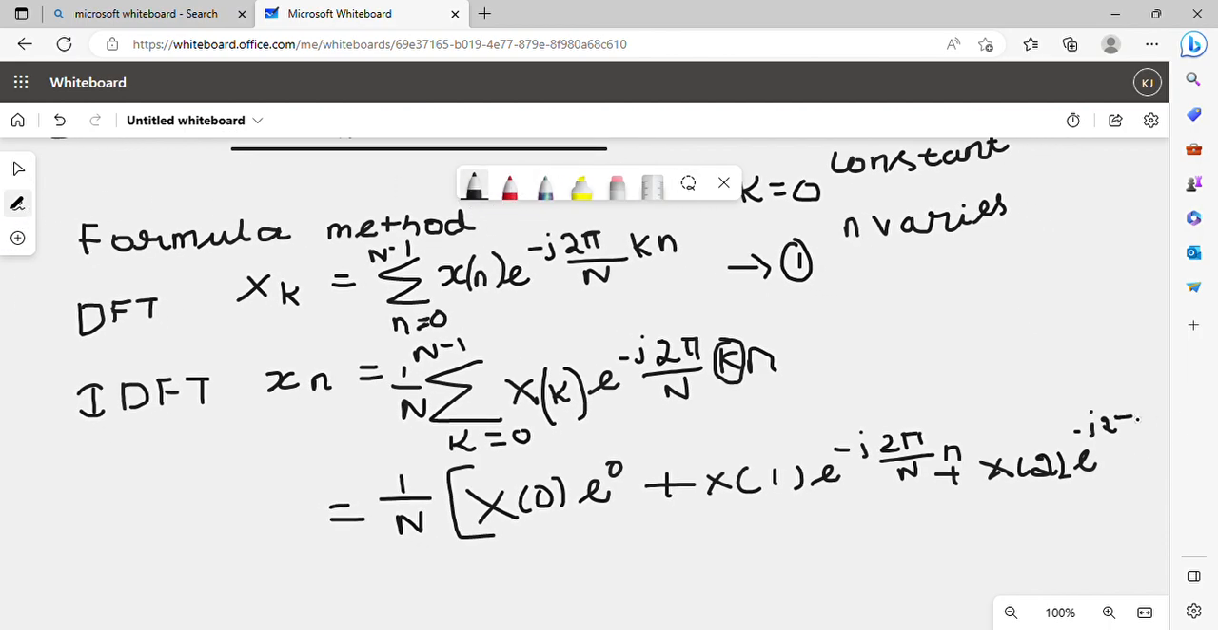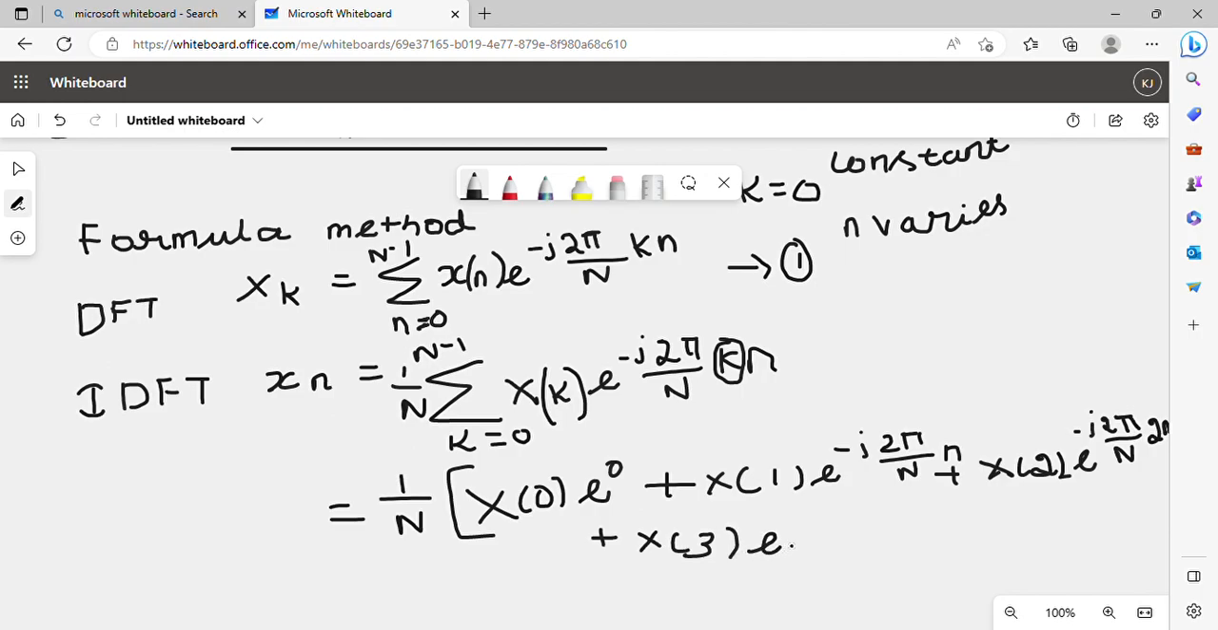Minus j 2 pi by, what can I say, the n into 2n, right? 2n, and here it is plus x of 3 into... like this you are going to write your formula. How do you have to write it?